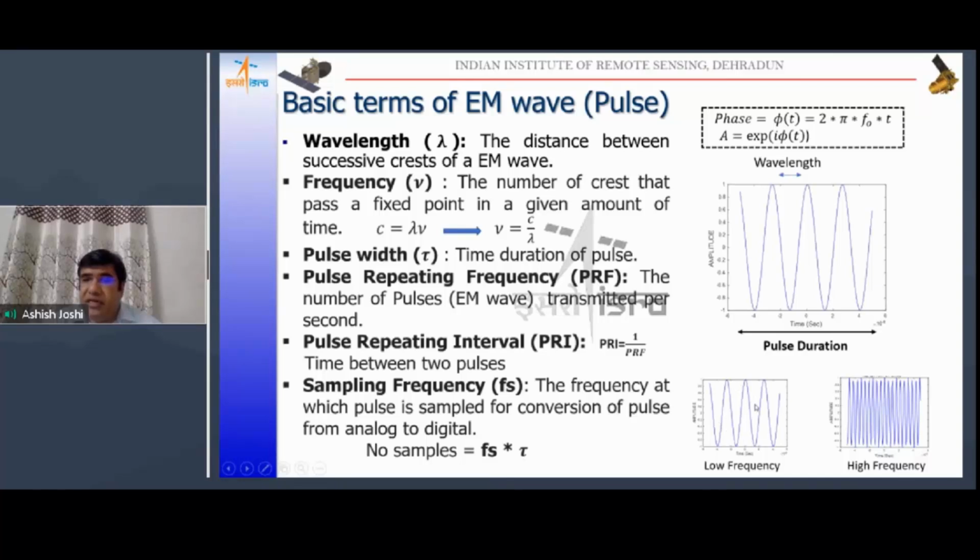So this is the low frequency and this is the high frequency. In the low frequency we can see lambda is high, means the distance between two crests is higher, so that is called the low frequency. And in the high frequency this distance is lower, so lambda is lower for the high frequency. This is the formulation for any electromagnetic wave: exponential of j into phase. This phase is given by 2π times the carrier frequency into the time taken.